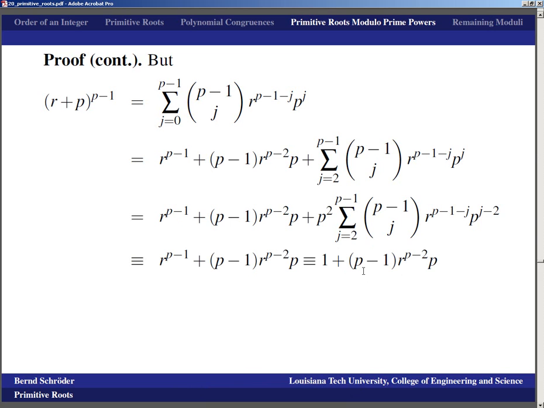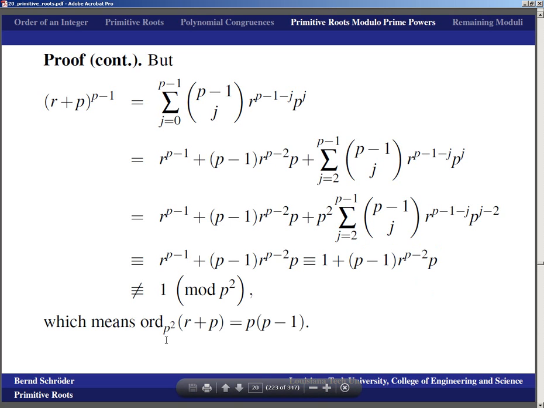And that's equivalent to 1 plus... r to the p minus 1 is equivalent to 1 modulo p squared. We already knew that. So that's 1 plus p minus 1 times r to the p minus 2 times p. And that's not equivalent to 1 modulo p squared because p squared does not divide this product. Okay, and so that means that the order of r plus p modulo p squared is not p minus 1, and that means the order must be p times p minus 1, and that's the end of this one.